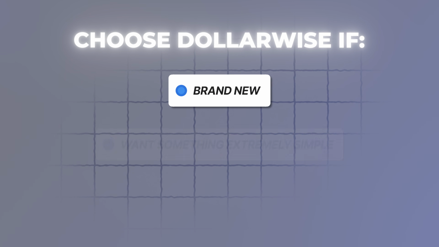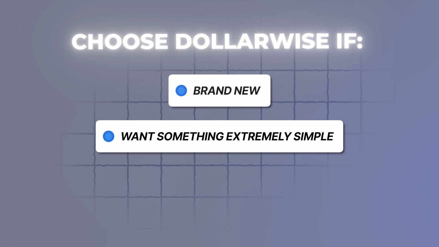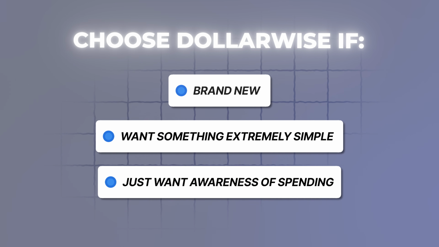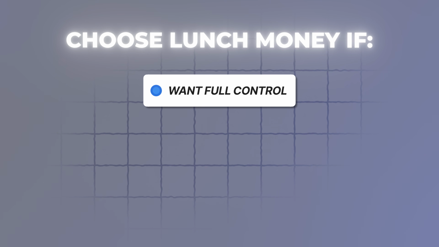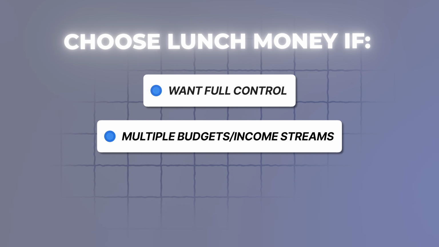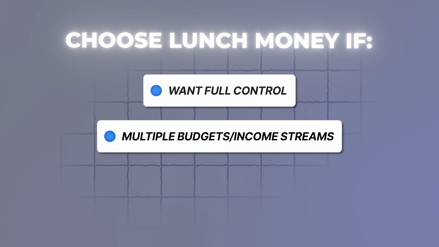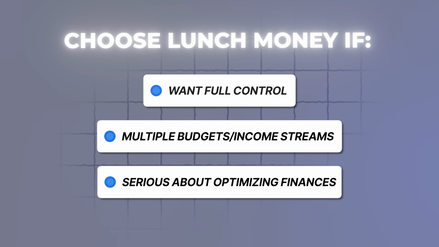So my final verdict on the apps, I would say choose DollarWise if you are brand new to budgeting and want something that you can get started with very quickly and very easily. If you do not want to be overwhelmed at all and you just want to see how much you're spending a month and just want to know if you have money you can spend on something fun, I suggest using the Lunch Money app if you want full control of your finances. If you've got multiple budgets that you want to create and keep organized, or if you're really serious about controlling your finances and want to go a step further than just seeing where your money is going each month.